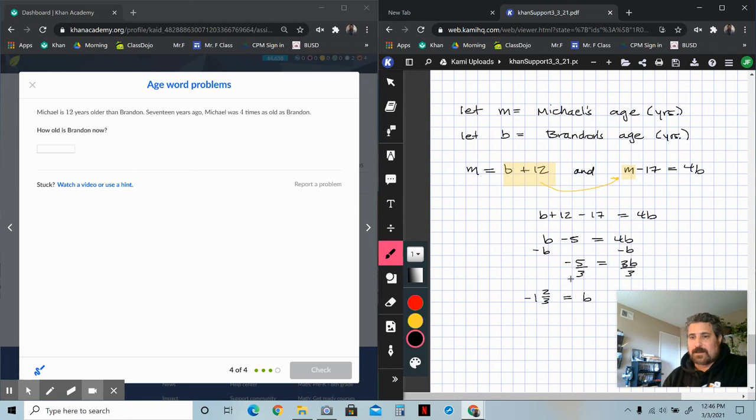That doesn't make any sense. So that doesn't make sense. We must have done something wrong in the way we set the problem up or the way we interpreted this problem. So let me take a look at it and see what error I made. Must have made an error somewhere because you can't have a negative age for Brandon, right? That doesn't make any sense.